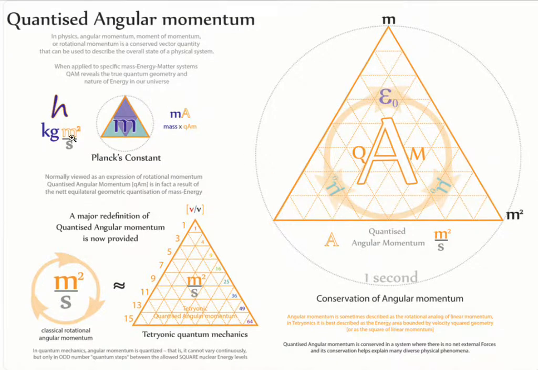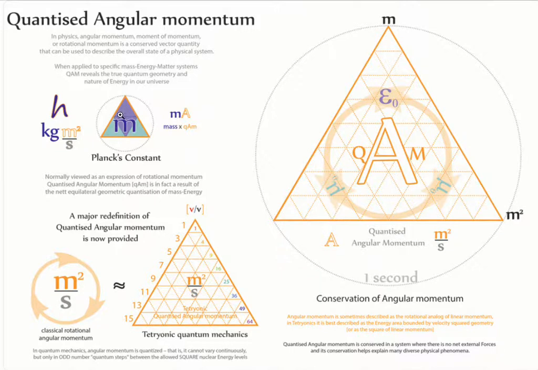Quickly touching on Planck's constant again for those that are new to the section or haven't looked at the earlier lectures. Tetrionics defines Planck's constant as being a measure of mass and angular momentum. Again, mass being energy per second, as illustrated here, and indicated with a small m for mass. And quantized angular momentum, always designated in Tetrionics as alpha, is of course the equilateral geometry of the energy itself.